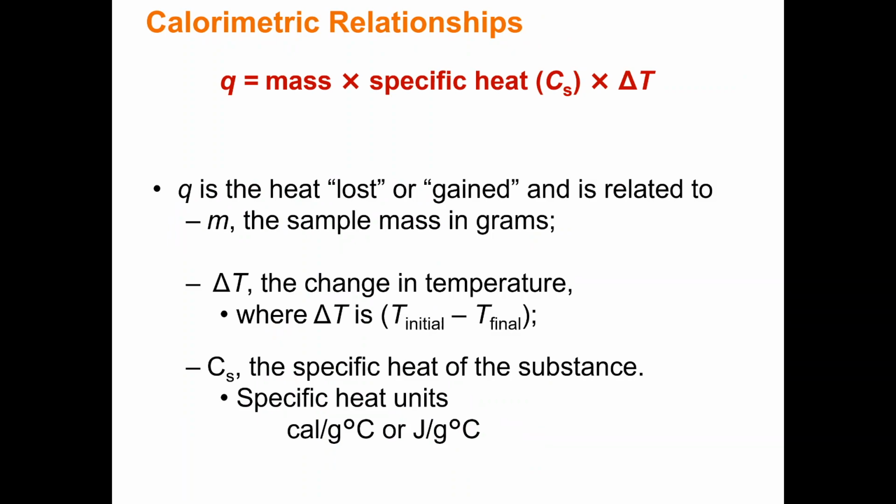The way we do this, remember that Q is equal to mass times specific heat times delta T, where Q is the heat lost or gained, and is related to M, the sample mass. Usually when you use calorimeters, you want to know things like the mass of water that you put in. Delta T will be the change in temperature, and then Cs is specific heat, just like what we just talked about.